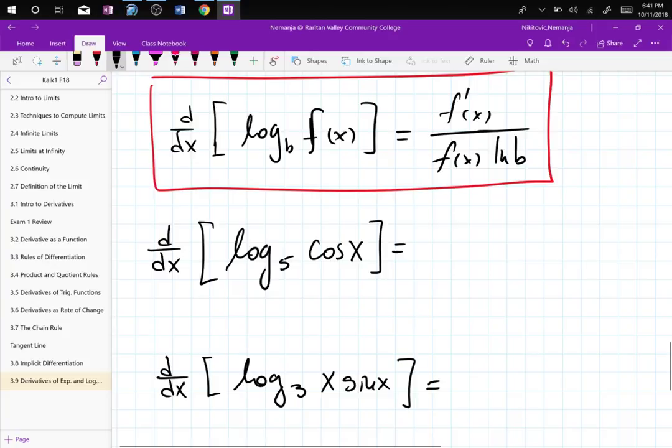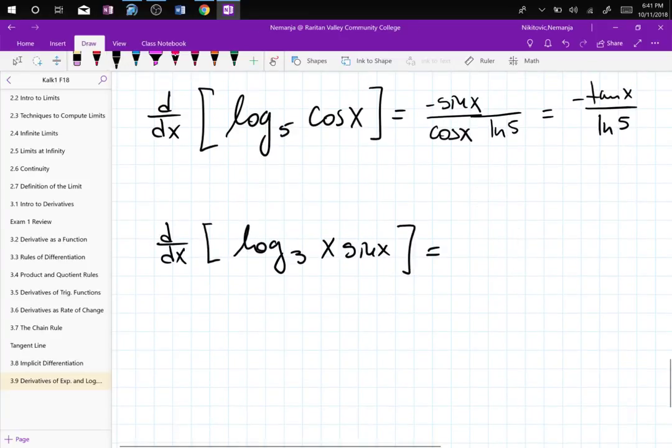All right, so what do we have? We have cosine x. The derivative of cosine x is negative sine x. And then we also have ln 5. So this is simply negative tangent x divided by ln 5. That's all it is. The second one is a little bit evil because x times sine x is the product rule. So yeah, evil me, right?